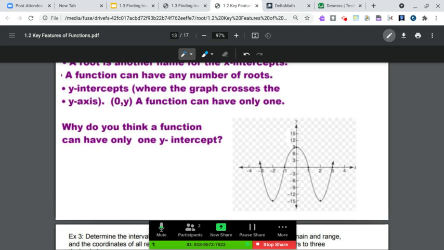And why can a function only have one y-intercept? Because if a set of ordered pairs is a function, what can't repeat? Which values cannot repeat in a function? The x values. So you're not going to have more than one y-intercept, right? Because you don't have more than one x value that's the same. Okay. So it's only going to have one y-intercept, 0, comma, whatever it is.